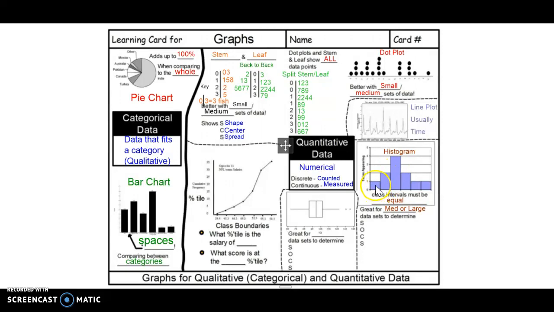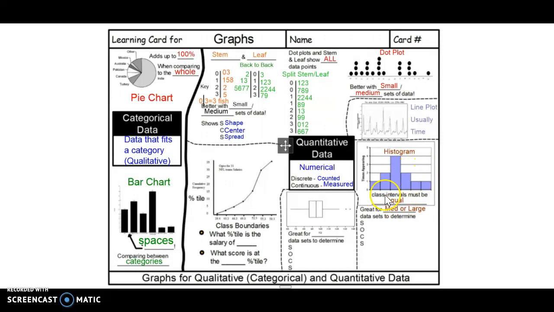Now, one thing I want you to notice is that with a histogram, the bars touch. And the reason why the bars touch in a histogram is because with quantitative data, there is an order to things. When one bar stops, the next bar starts up. With a bar chart, there's spaces because these bars can move around, and it doesn't matter what order they're in. But the order does matter with quantitative data, and therefore the bars of a histogram will touch.